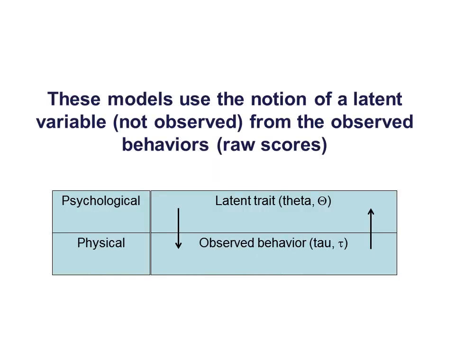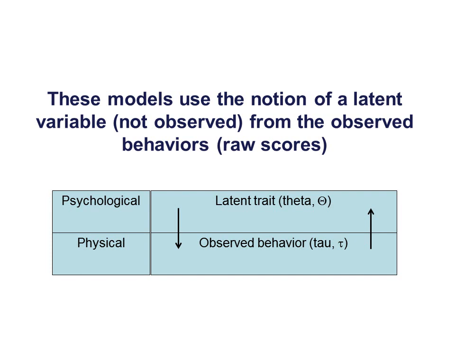So these models use the notion of a non-observed variable. We call these non-observed variables a latent variable. In our case, in medical schools, for example, this latent variable would be medical knowledge.